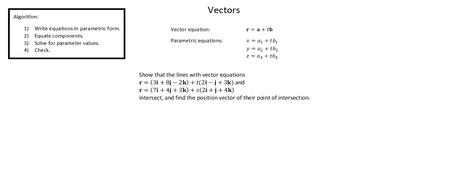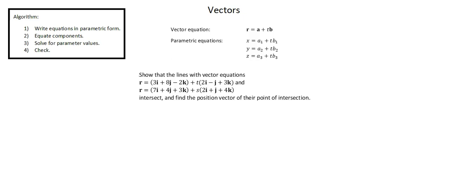In our example, the direction vectors are, in the first equation, 2i minus j plus 3k, and in the second equation, 2i plus j plus 4k. Those are different direction vectors, thus these are not parallel lines.